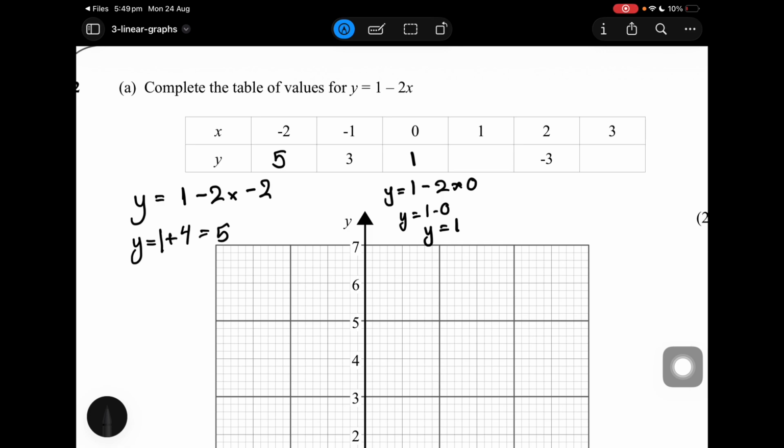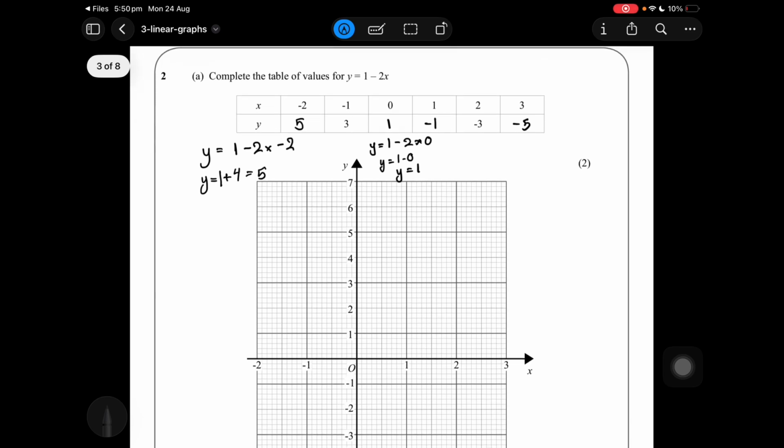Now we can see that it's getting subtracted by 2. So let's just keep doing subtraction by 2. And linear graphs always make straight lines. So now if we put it in, it has to be straight. So, and then negative 3 minus 2 is equal to negative 5.